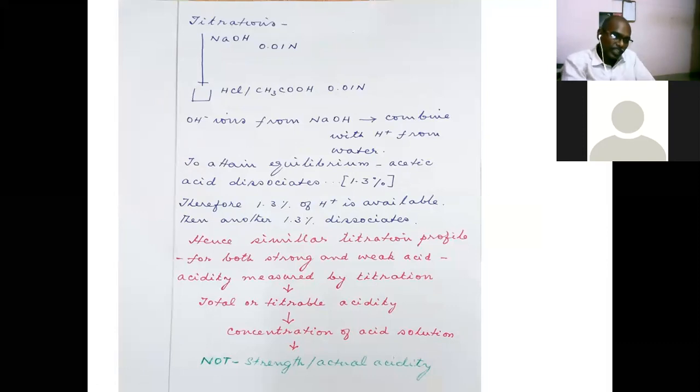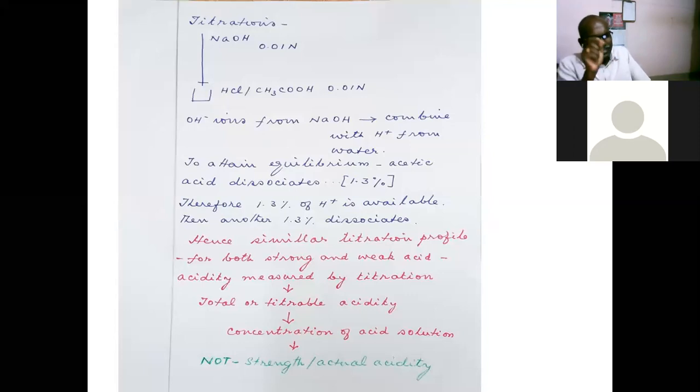But in the case of a weak electrolyte, when the titration proceeds, then only new weak electrolyte is getting ionized. So initially just 1.3% of the acetic acid molecules remain ionized. So once the H plus ions are consumed, then again 1.3% gets ionized. That is why the titration profile of strong acid or weak acid versus a strong base almost remains the same.